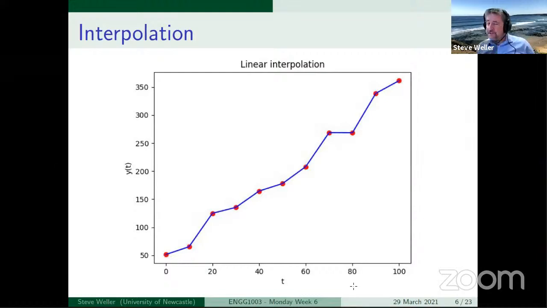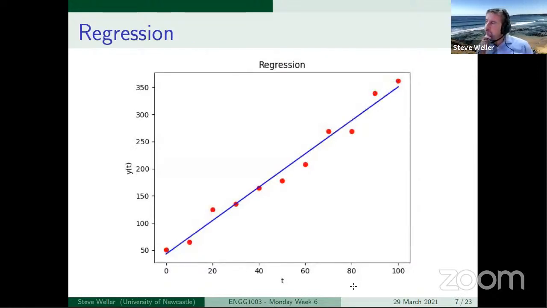But we will return to this example, because I'll show you the code to actually generate that linear interpolation with Python. In other words, how to generate the blue line from the red dots. This is regression. Can you see the difference?